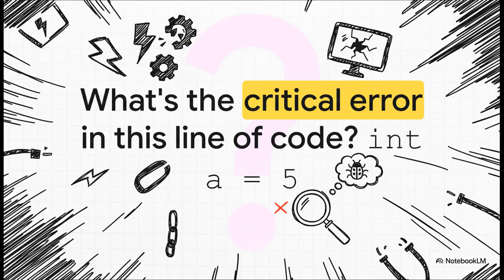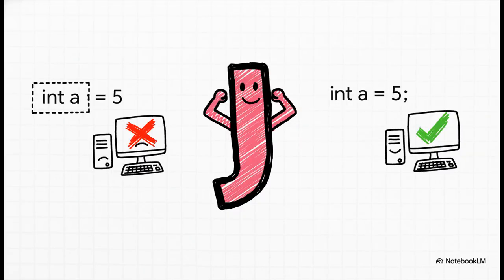This line of code looks about as simple as it gets, right? But believe me, there is a subtle, critical error hiding in plain sight. This one tiny mistake would cause the entire program to fail to compile. Can you see what it is? And if you said the missing semicolon, you nailed it.